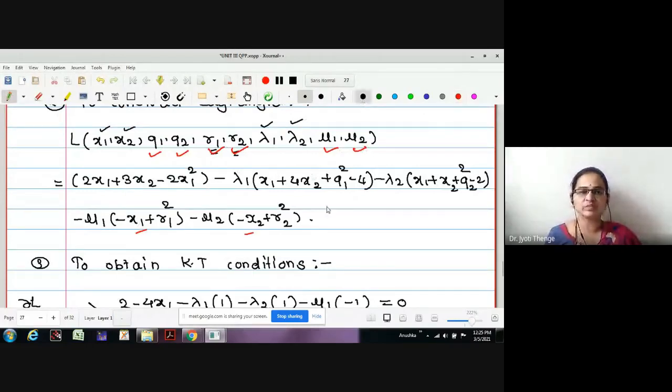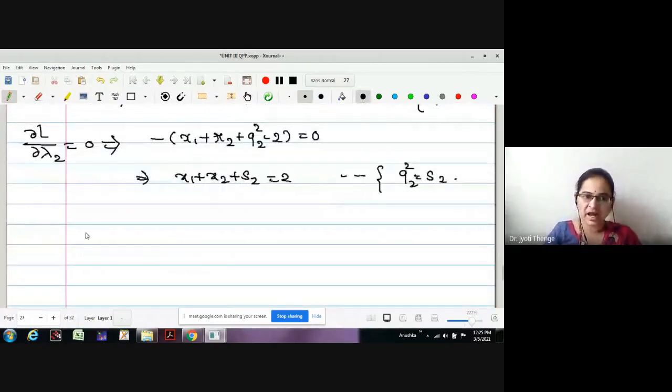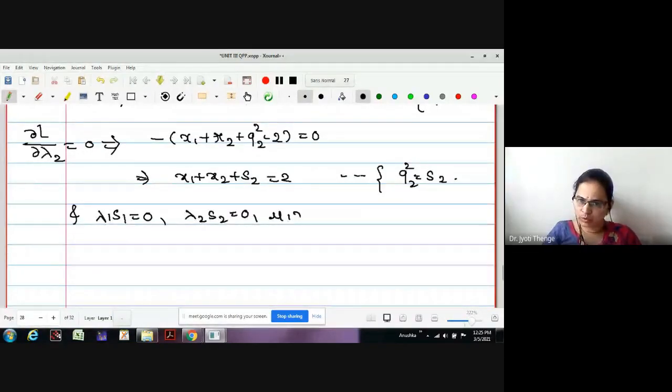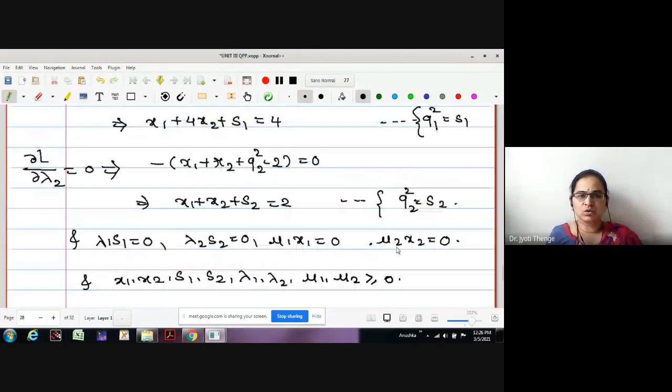Therefore, we are not going to write the remaining partial derivatives, and we will just write: and lambda 1 s1 equal to 0, lambda 2 s2 equal to 0, mu1 x1 equal to 0, mu2 x2 equal to 0. This is the method we were following. And finally all the variables are non-negative: x1, x2, s1, s2, lambda 1, lambda 2, mu1, mu2 are all non-negative. So these are the Kuhn-Tucker conditions.